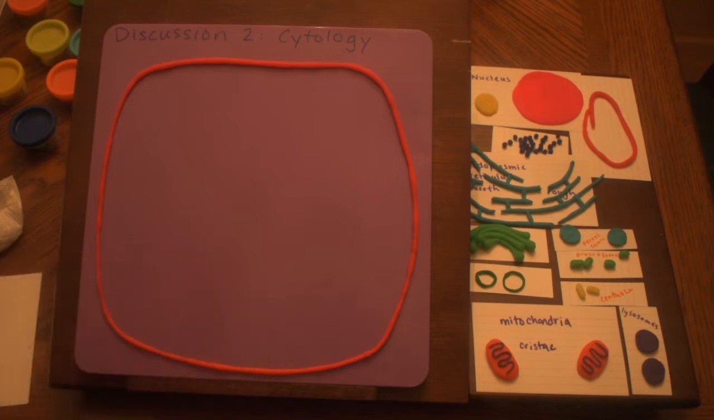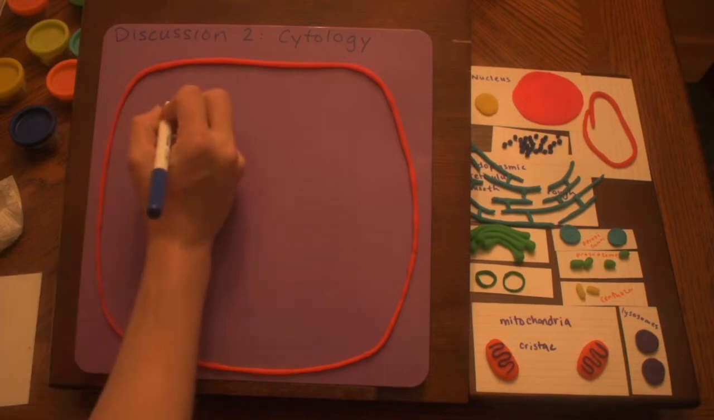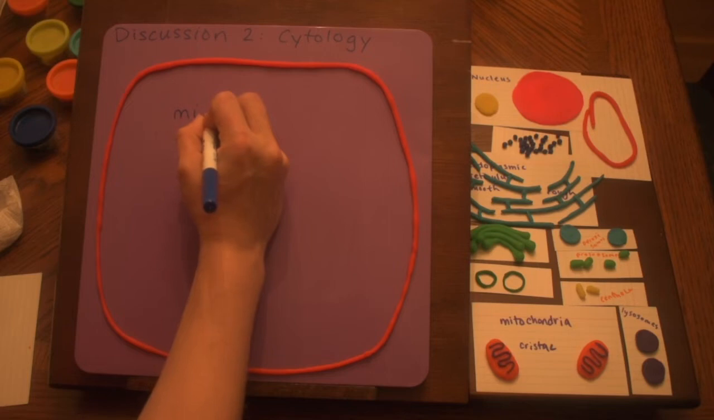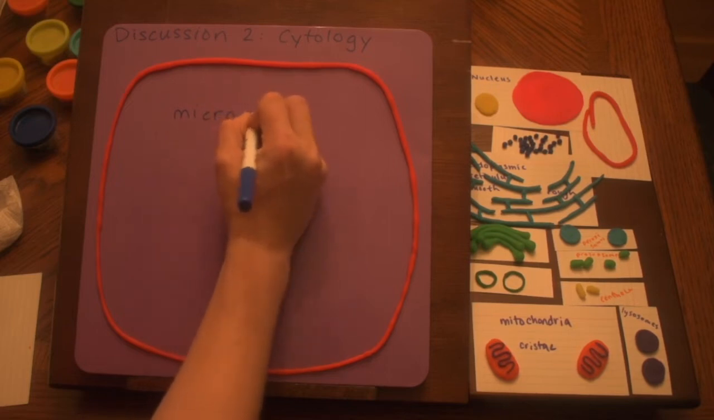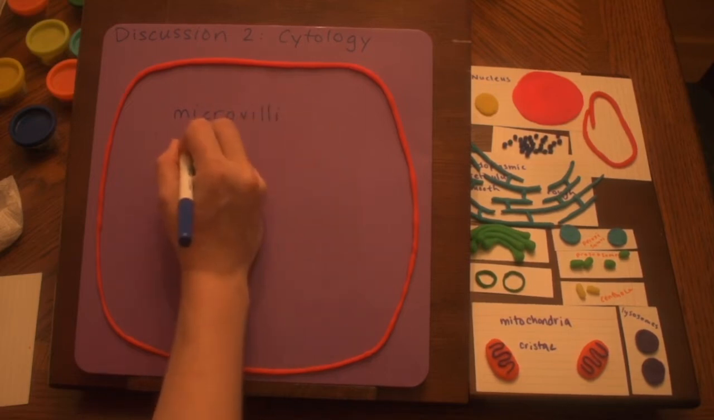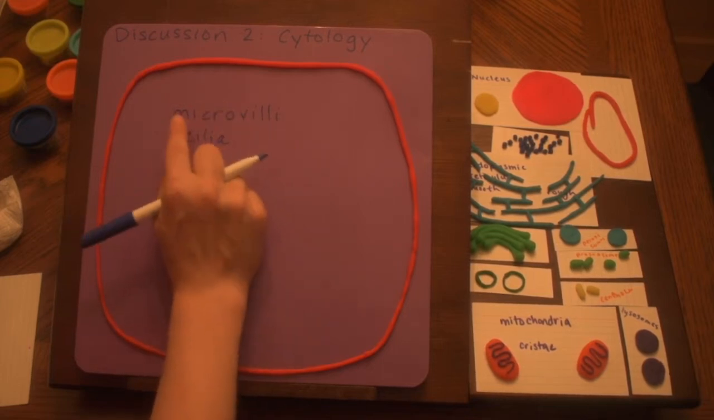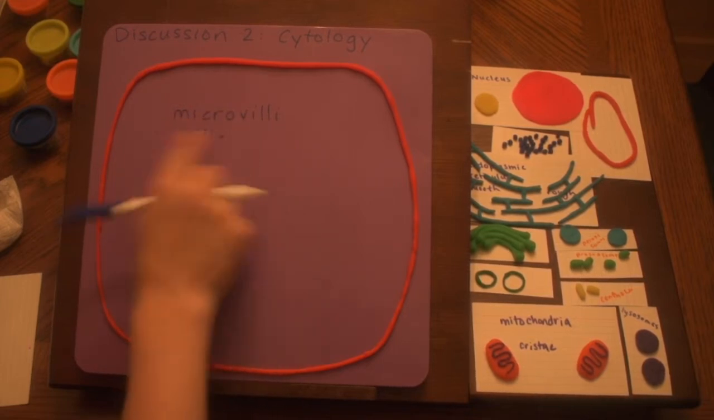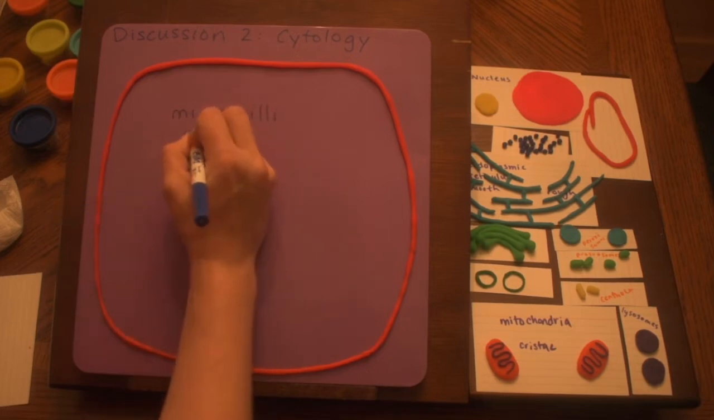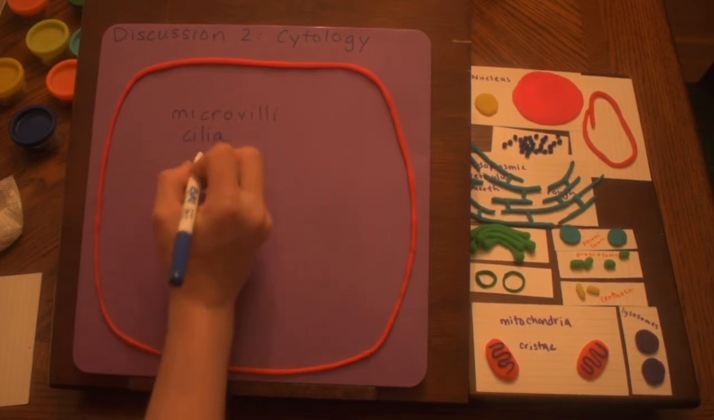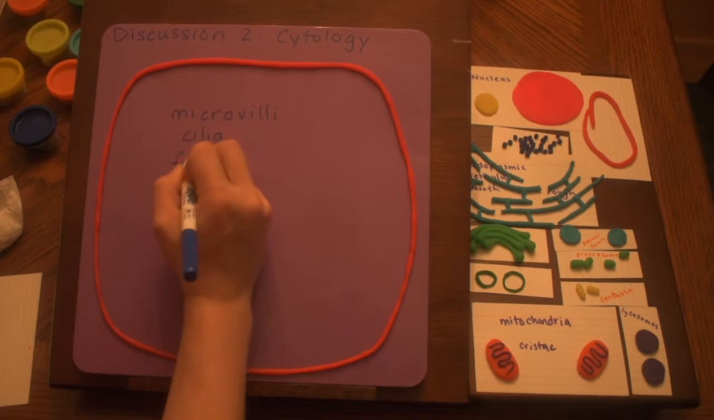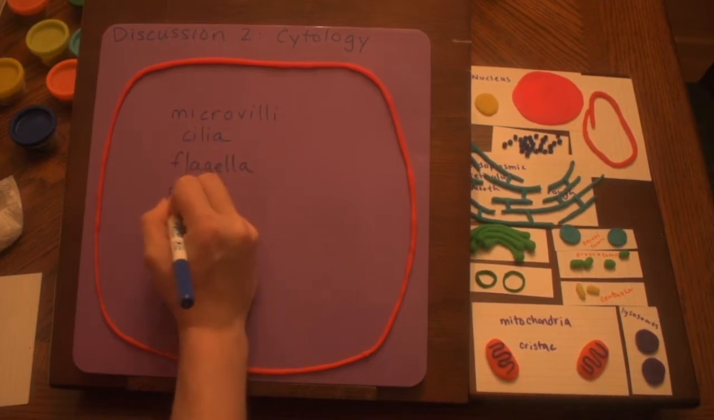In addition to the cell membrane, many cells have surface extensions that aid in absorption, movement, and sensory processes. There are 4 different types of surface extensions. There are microvilli, cilia, flagella, and pseudopods.